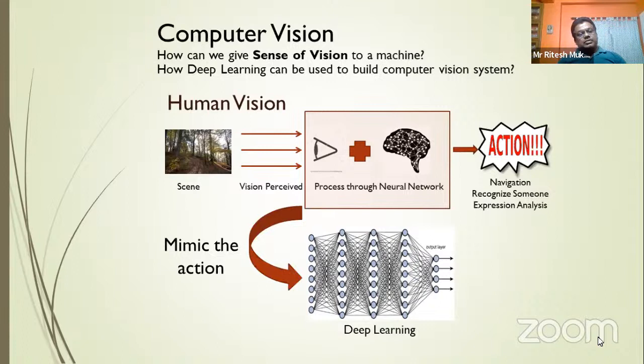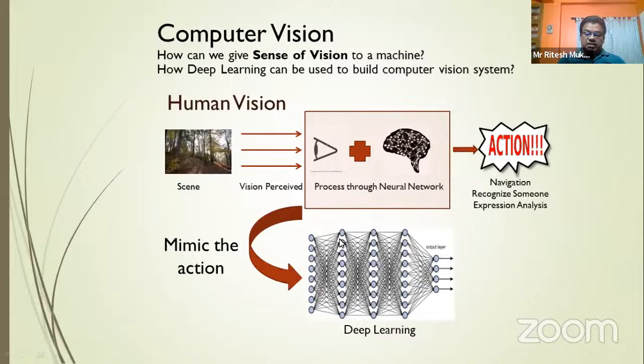In human vision, one scene is in front of your eye, and the scene is processed through your neural network, and finally you are classifying it as some object, and your system is doing something depending on whatever you are seeing, right? So that is the action you are taking. In computer vision, we will try to mimic the same action.